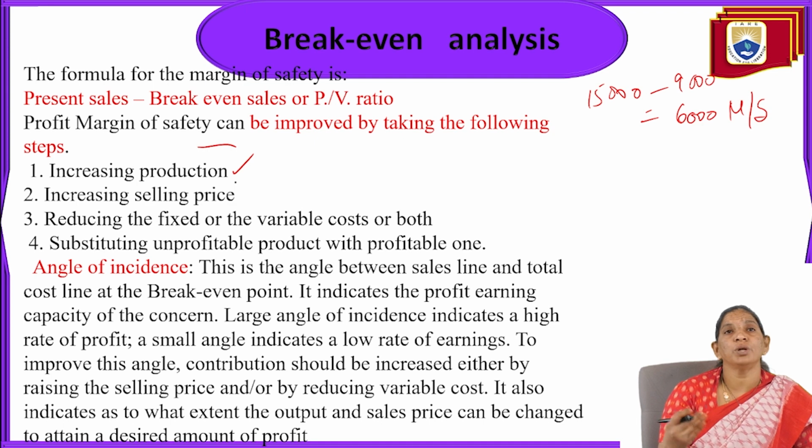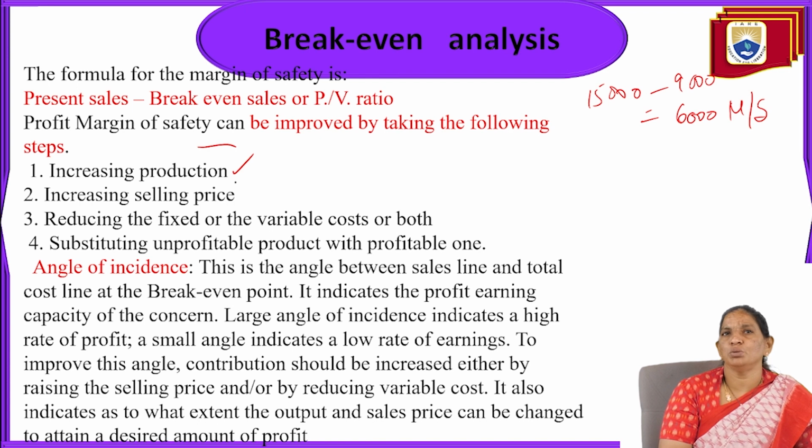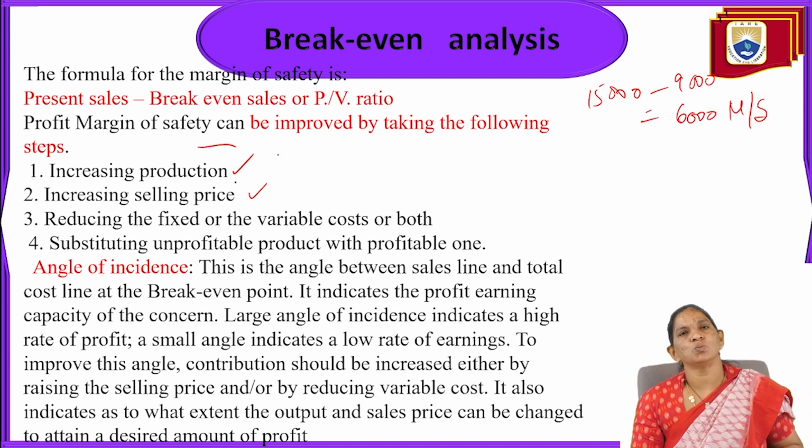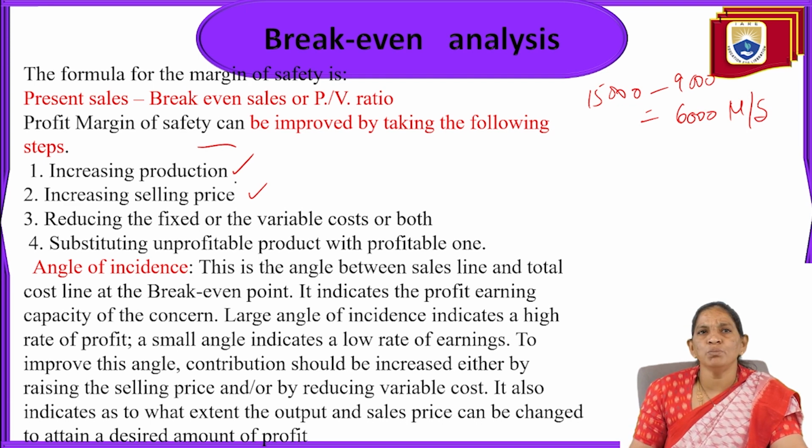When you produce more goods and more goods are sold outside, considering the capacity where the fixed cost must be constant, then automatically we are able to get more margin of safety. In the same way, increase the selling price. Once the selling price increases, maybe from 10 rupees to 11 rupees, automatically the revenue will be more, and the margin of safety will be more.